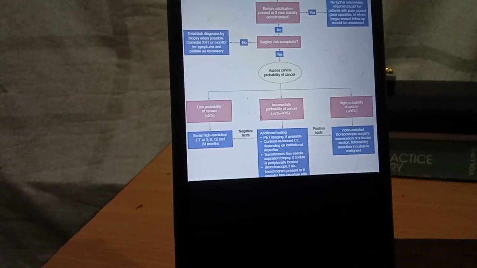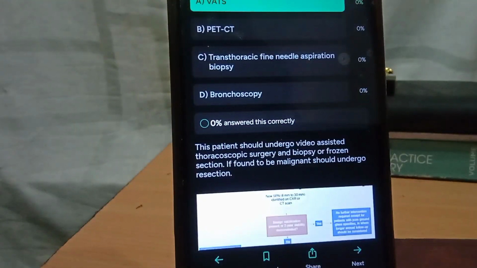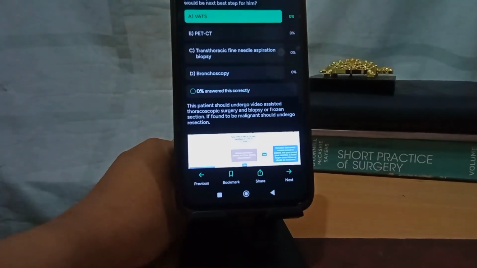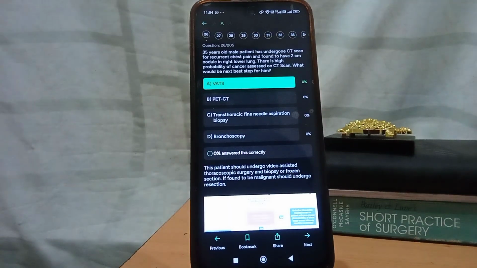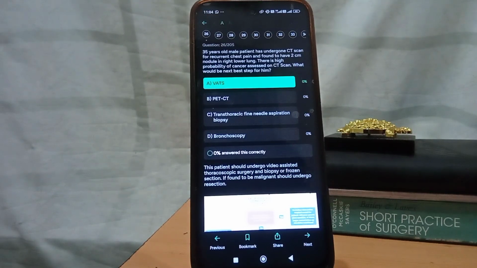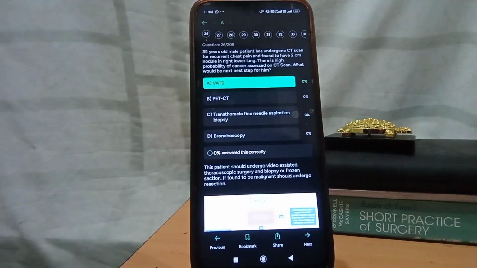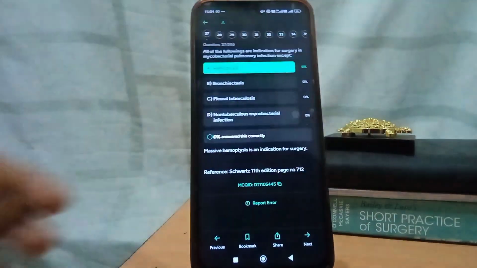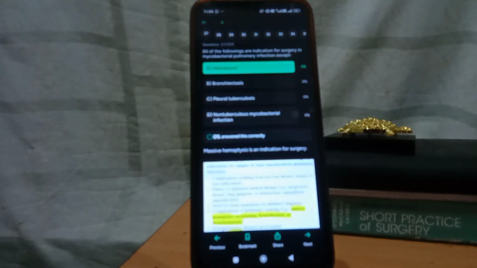So here we see that the 35-year-old man has undergone CT scan for recurrent chest pain and found to have a 2 cm nodule on the right lower lung. There is high probability of cancer assessed on CT scan. Since there is high probability, so we will do PET. Then all of the following are indications for surgery.